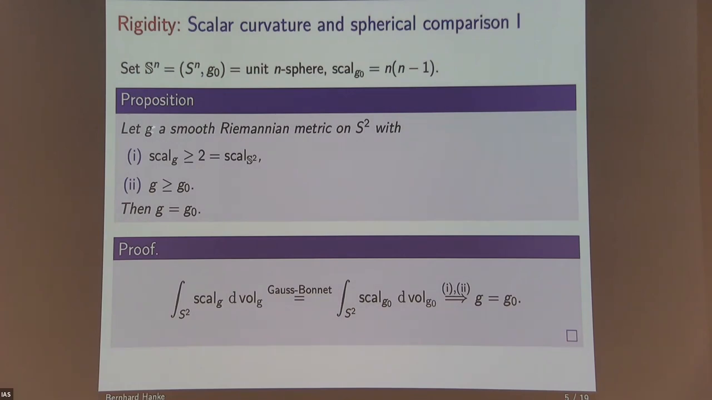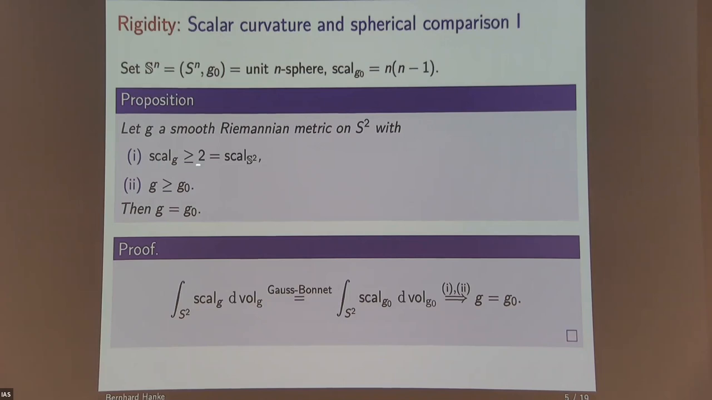And now let's put another smooth Riemannian metric g on S2, whose scalar curvature is bounded below by 2, the scalar curvature of the standard 2-sphere, and which dominates the usual round metric, namely, you could express it in the sense that the identity is one-Lipschitz. So the identity going from the sphere with the metric g to the sphere with the metric g0. So the length of tangent vectors is not increased under this map. Okay, then g is equal to g0.